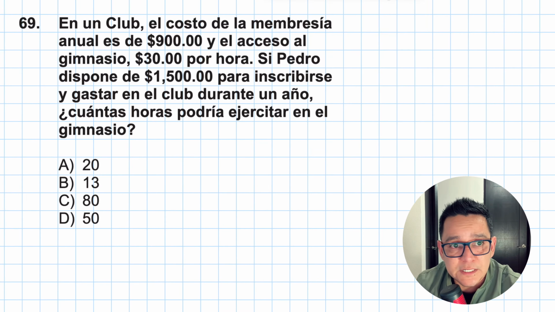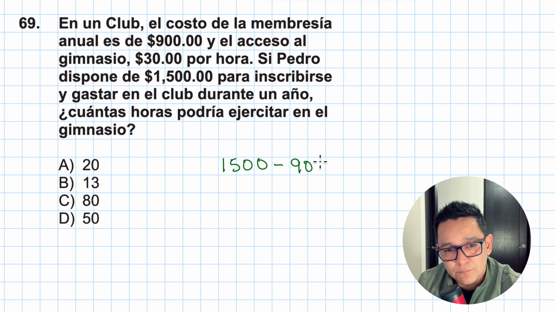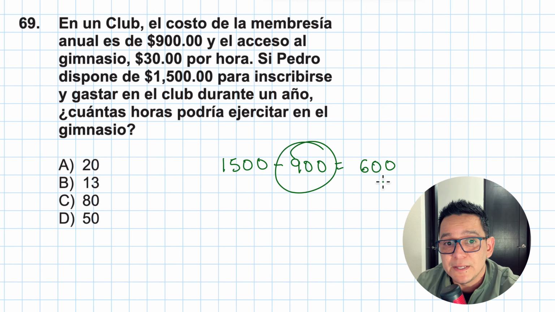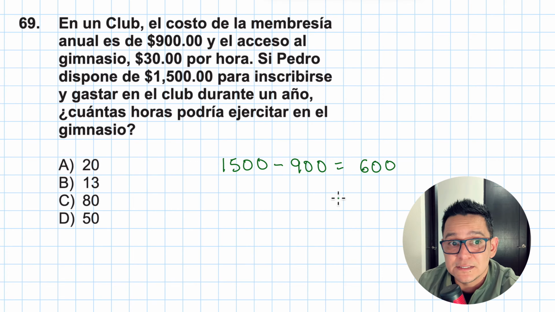All right, let's do the calculations. The first thing we have to do is subtract something from the 1,500. What is it? Well, the cost of the annual membership, right? Which is 900. Well, this subtraction is pretty simple, right? 1,500 minus 900 leaves me with 600. These 600 are what he has left so he can pay for access to the gym, right? Because remember, he just paid for the membership, and now he only has 600 left.